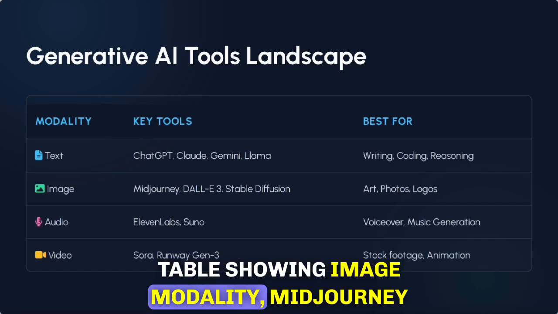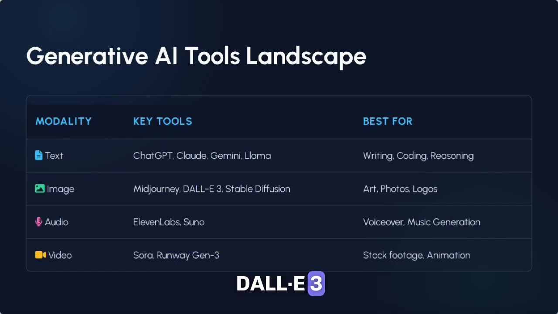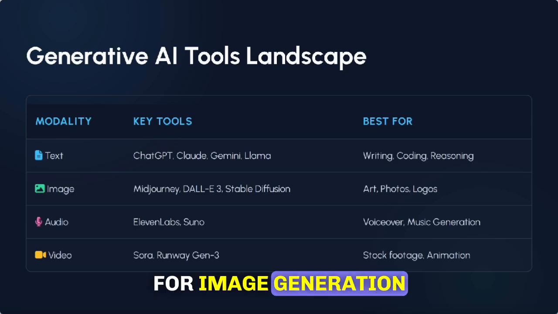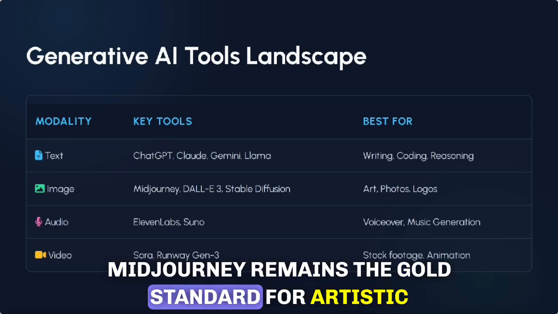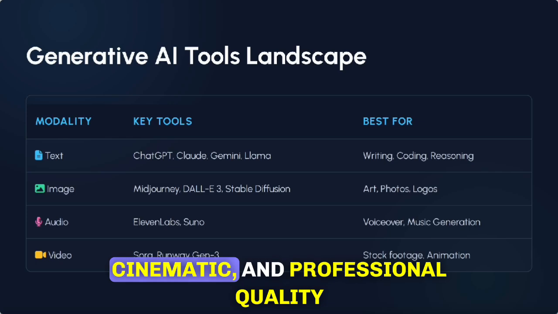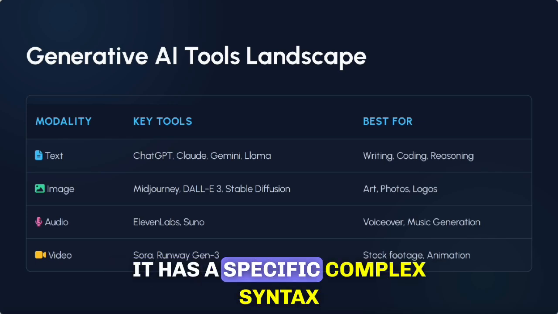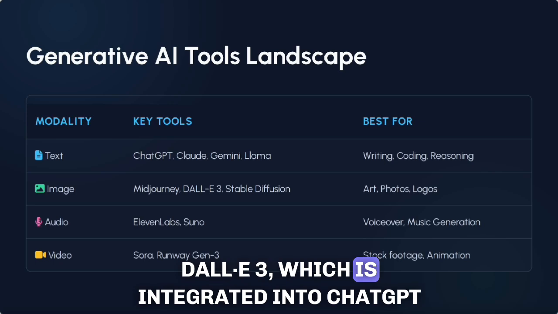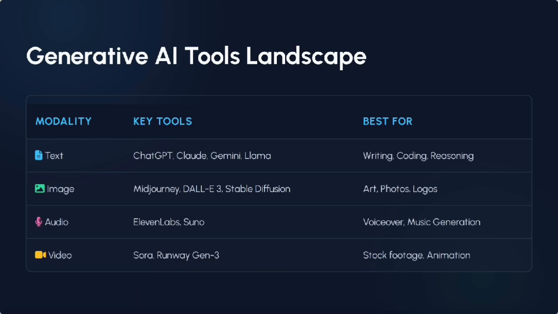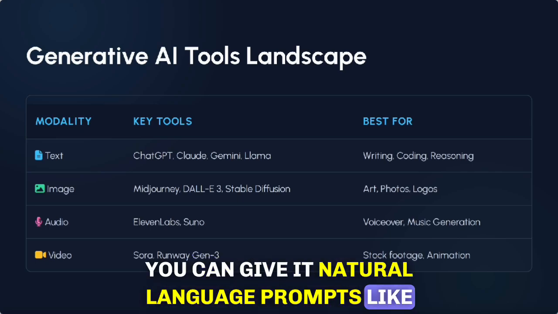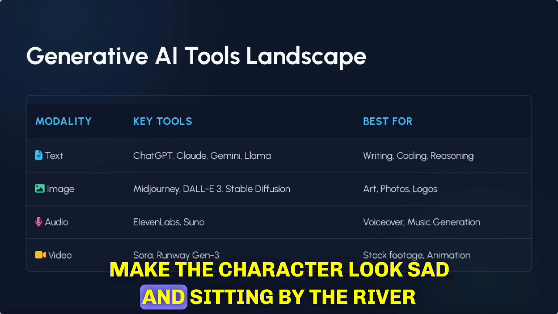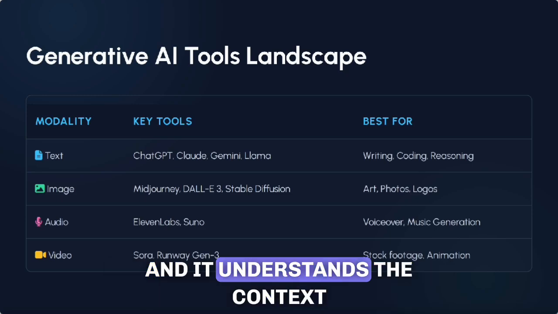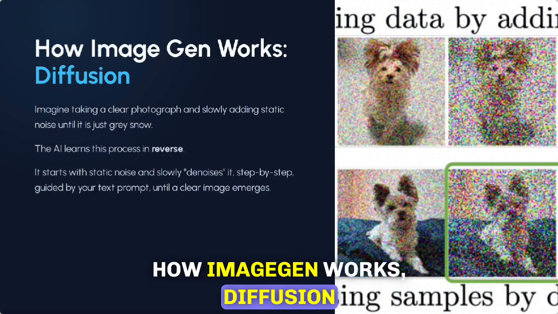For image generation, Midjourney remains the gold standard for artistic, cinematic, and professional quality. It has a specific complex syntax, but the results are unparalleled. DALL-E 3, which is integrated into ChatGPT, is the easiest to use. You can give it natural language prompts like, "Make the character look sad and sitting by the river," and it understands the context.